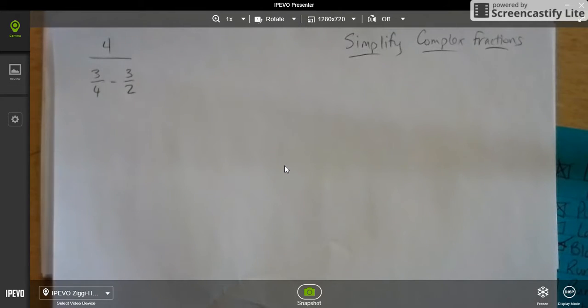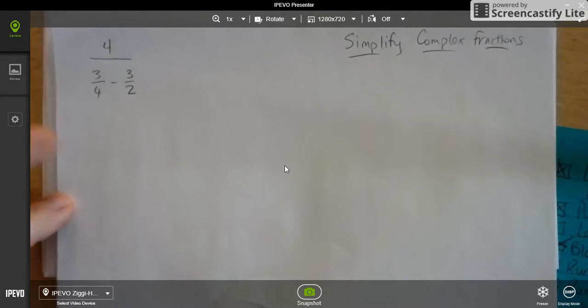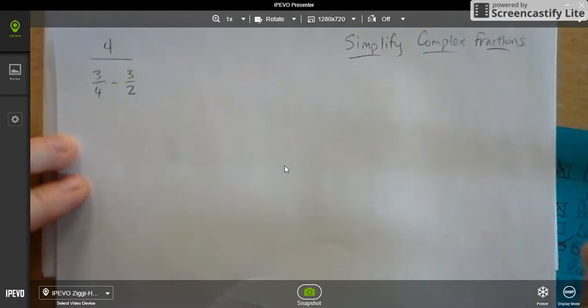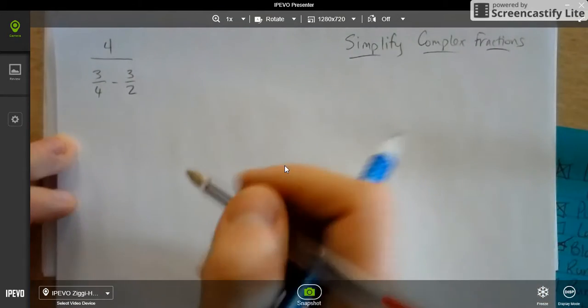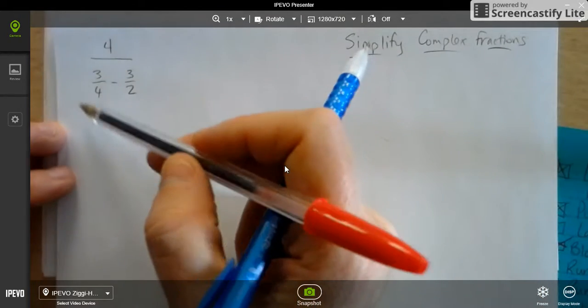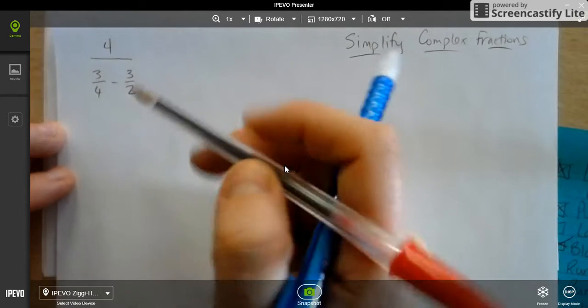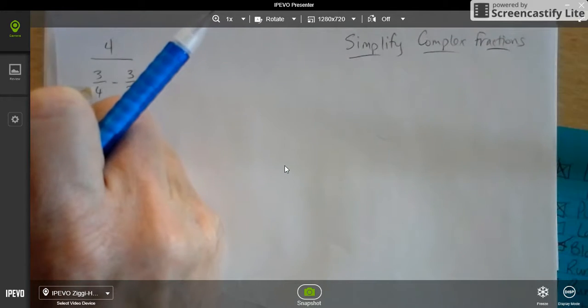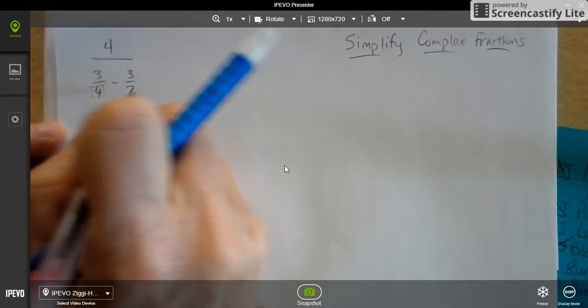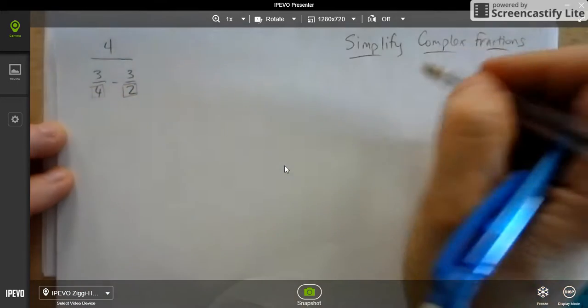Okay, we're going to simplify complex fractions, and they're fractions that have a fraction inside of a fraction. There's a couple ways to do this. The method that I'm going to show you is going to use the least common denominator. So we're going to look at the fractions here on the bottom, and notice that we've got two denominators here, a 4 and a 2.